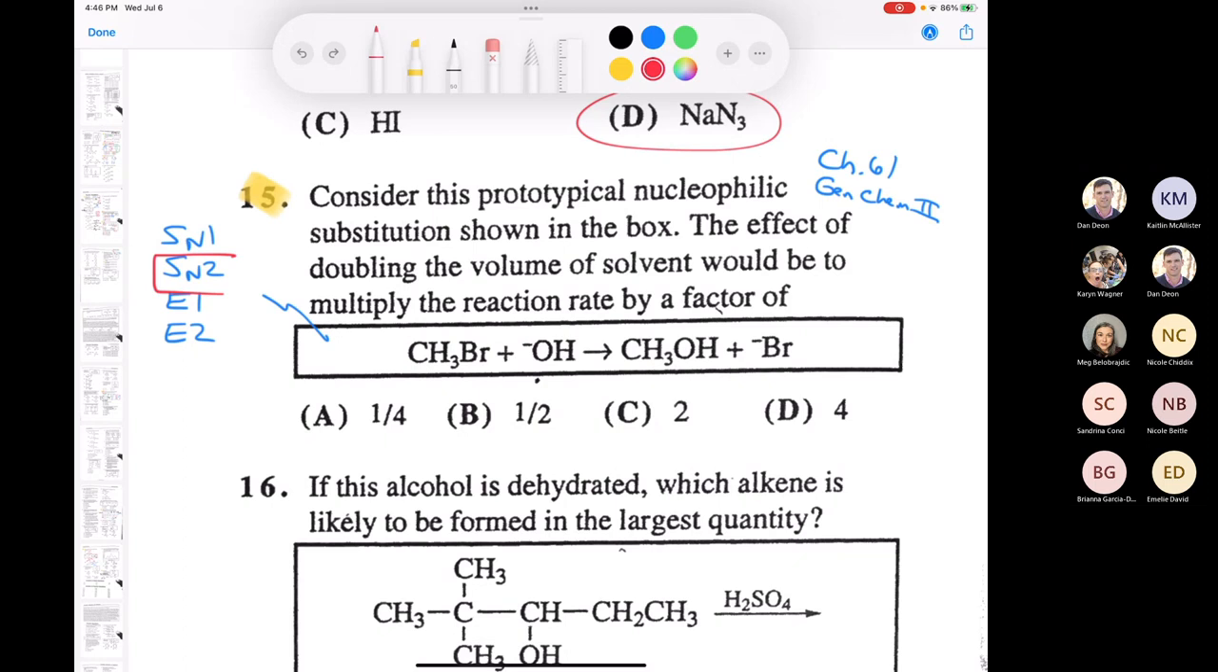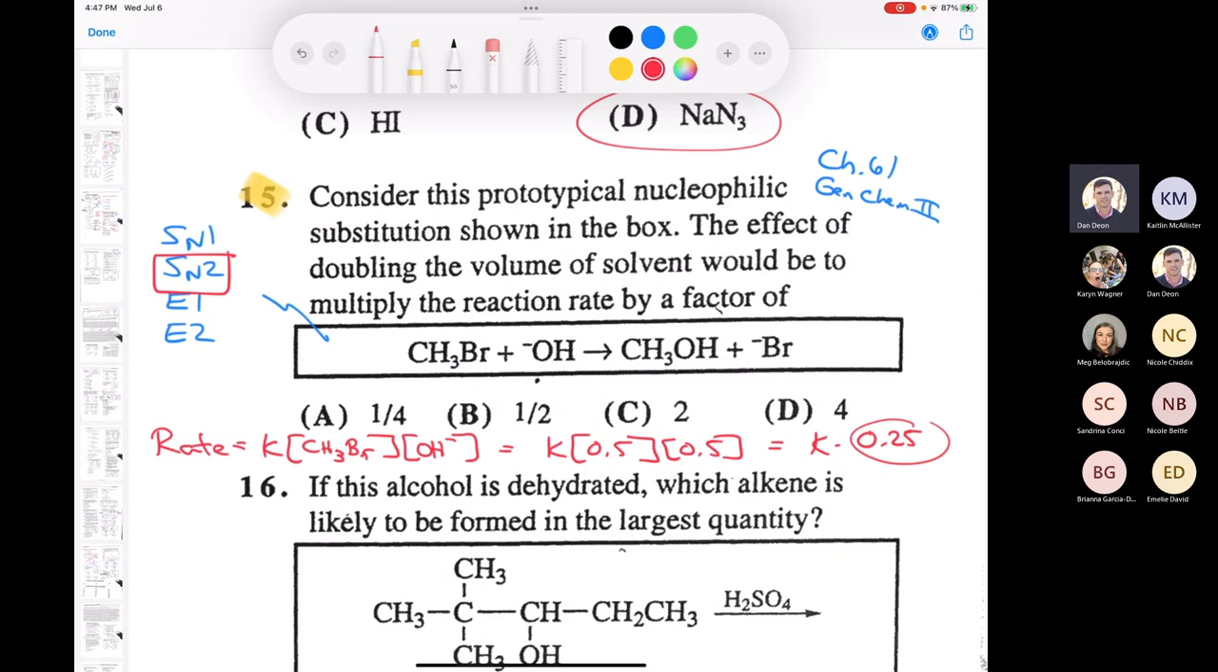Now we know that for an SN2 reaction, the rate is equal to the rate constant multiplied by the concentration of the electrophile times the concentration of the nucleophile. So what happens if we double the volume of the solvent? That causes the concentration to be half of what it originally was. So that means you're going to have k multiplied by half the concentration multiplied by half the concentration. If you take 50 cents and you take half of it, what do you get? You get a quarter. So you end up with k times 0.25. So that means you're going down to 1/4 the reaction rate. It slows down to 1/4 of what it was initially.